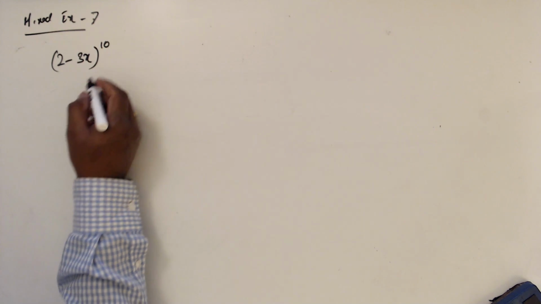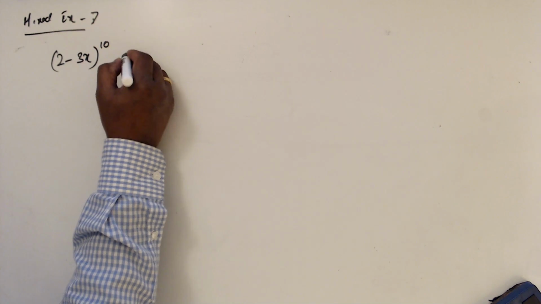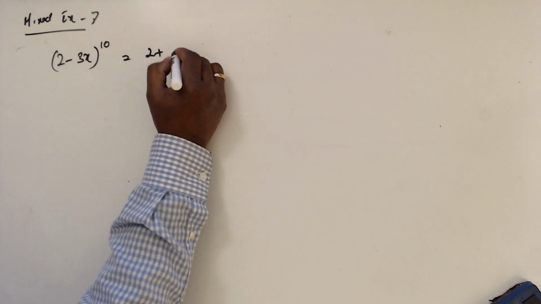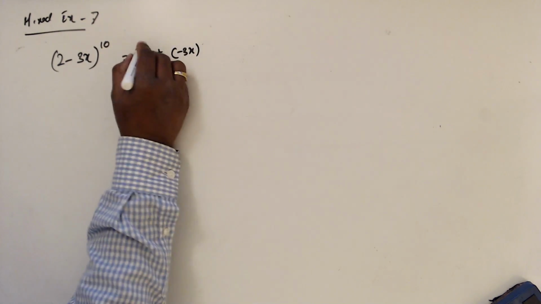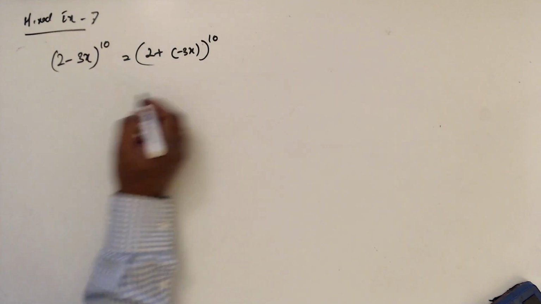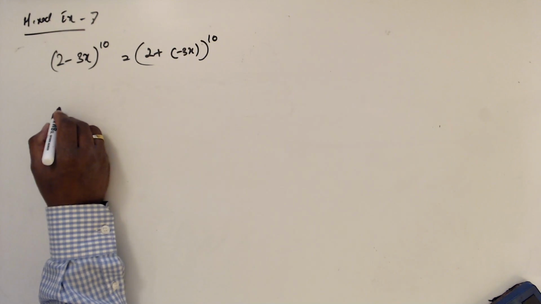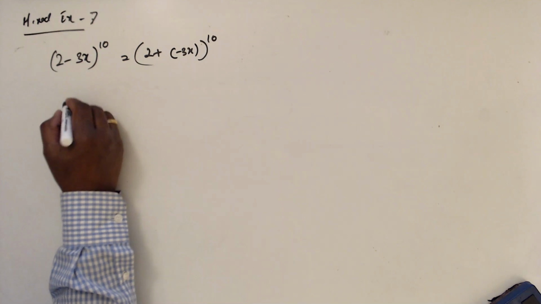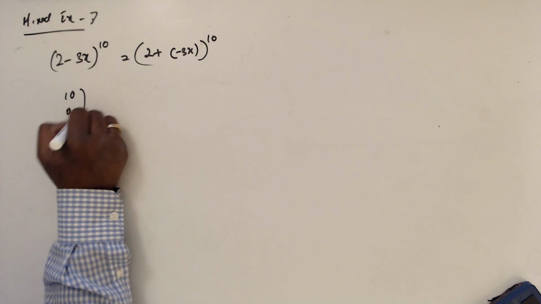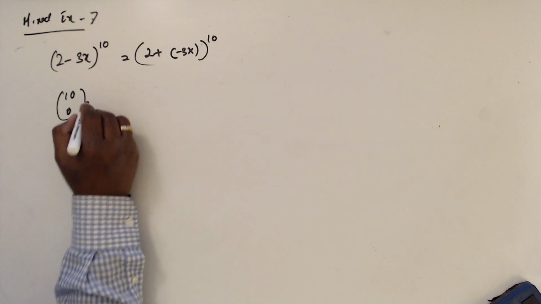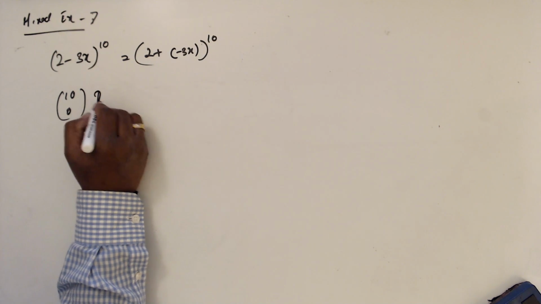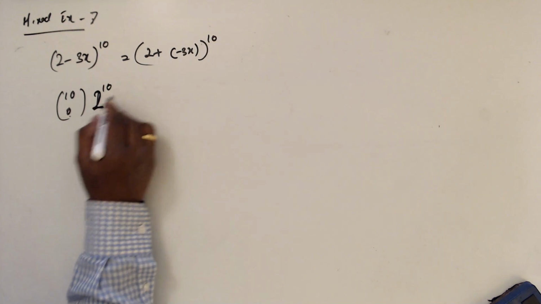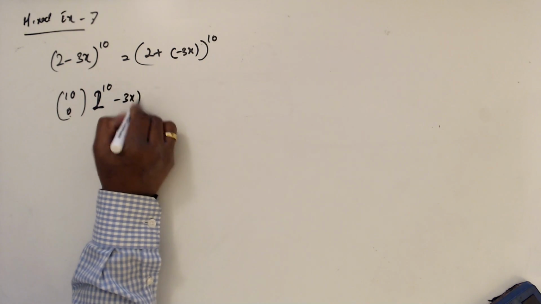This is (2 minus 3x) to the power 10. I will rewrite it as 2 plus minus 3x to the power 10. Now I have to write some terms. So 10, 10, 0. 10 minus 0 is 10. So 2 to the power 10, and this value goes here.